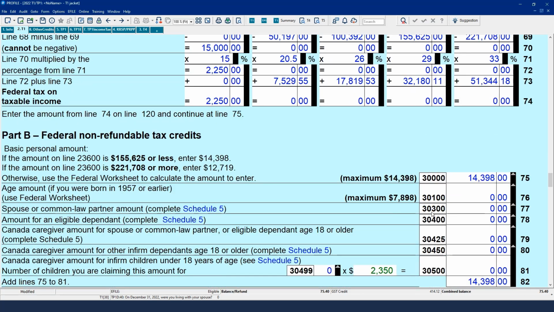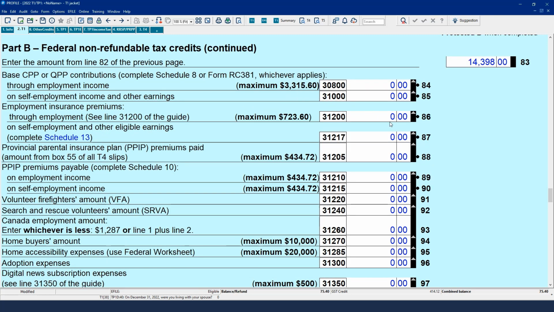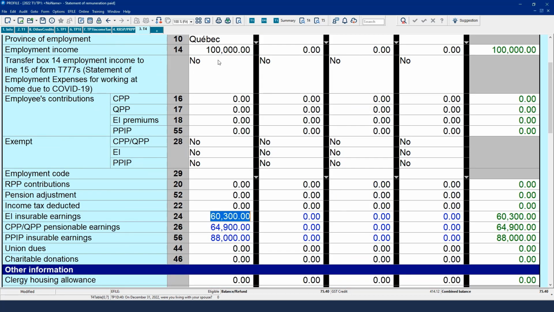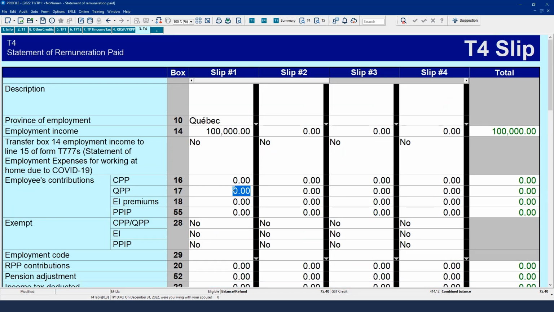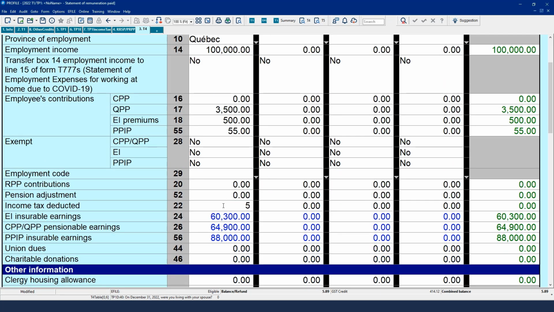Now let's look at some elements in the non-refundable tax credit. Obviously the most common one is the basic personal amount. The CPP and QPP or the EI that you pay from your paycheck is also a non-refundable tax credit. So if I go to my T4 and fill it out, let's say 100,000, CPP, I don't know what the max is, let's say 3,500, or QPP 3,500, EI, let's say 500, and a bit of PPIP, and then I'll give myself $5,000 of tax deducted.